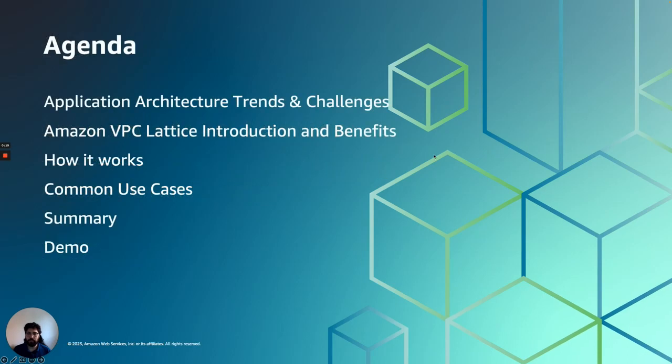In this session I'm going to guide you through the typical challenges in interconnecting modern applications, especially as organizations embark on a modernization journey from monolith to microservices. I'm going to introduce VPC Lattice and show what value it brings to AWS customers. I'm going to dive deeper into how it works and what the key components of VPC Lattice are, and show common use cases you can address with the service.